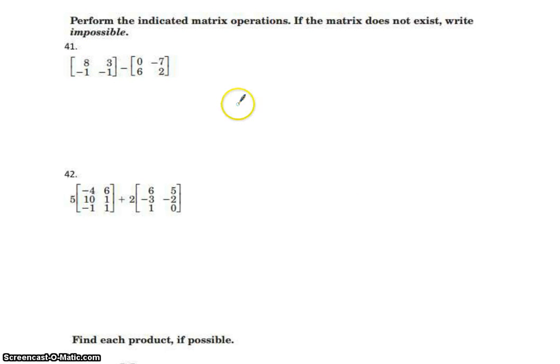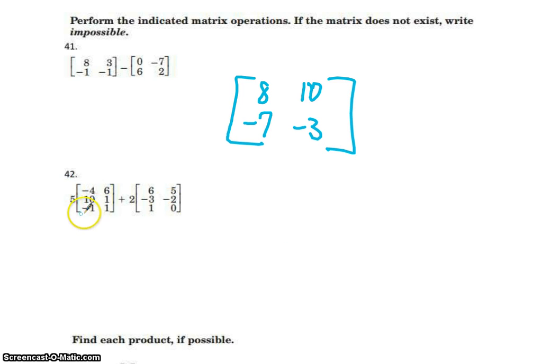Okay, thinking way back, we have matrices. If we're subtracting, you just subtract corresponding elements, and so 8 minus 0 is 8. 3 minus negative 7, you might want to use your calculator for the double signs, but that's going to be 10. Negative 1 minus 6 is negative 7. Negative 1 minus 2 is negative 3. That's your answer.